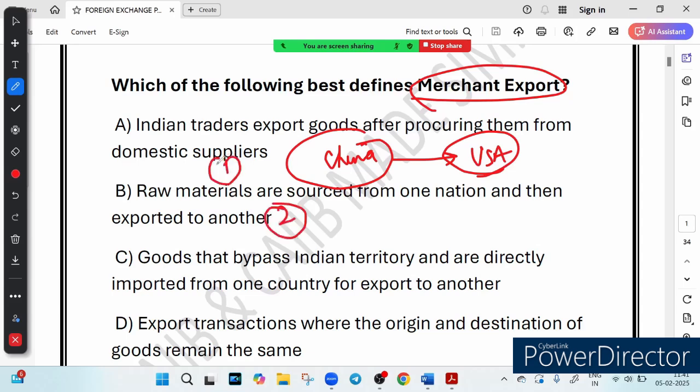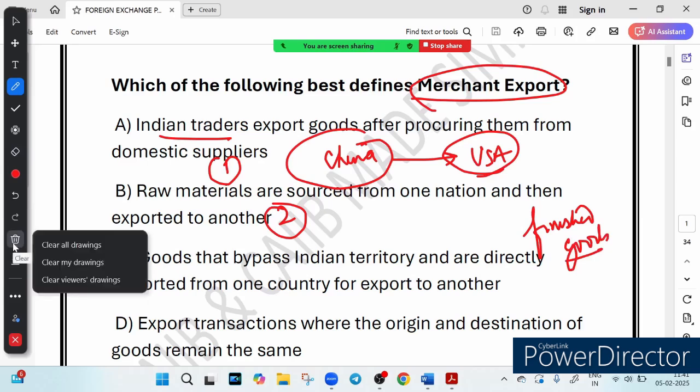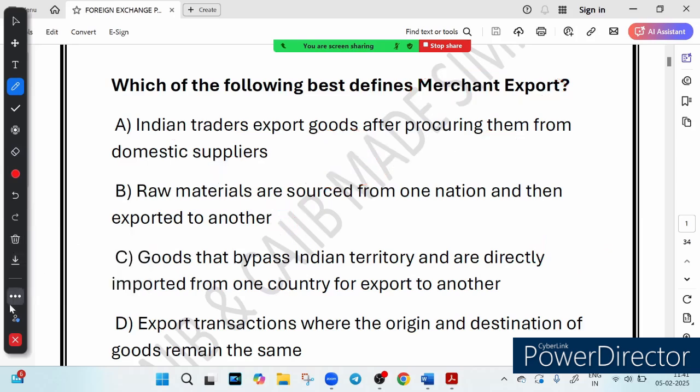Second thing we learned is that this is not a normal export because normal export involve Indian product. Also there is no trade of raw material. Merchant export deals in finished goods, not raw material. Always remember, merchant export always deals in finished goods. There is nothing called raw material involved here. That is why we can say that option number C is the correct answer to this particular question.